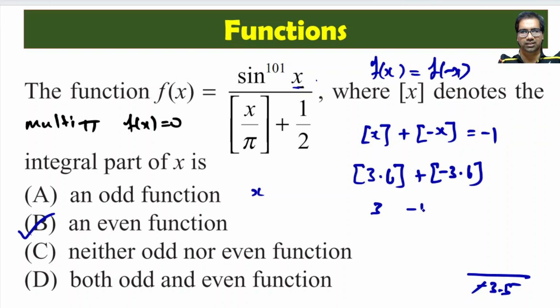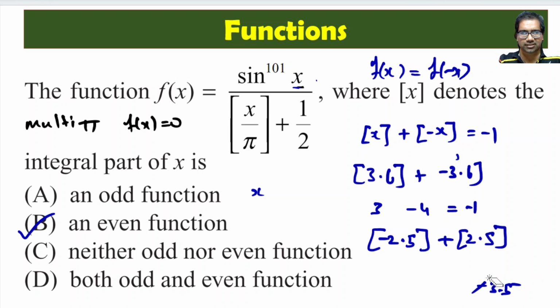This will be equal to minus 4, which is equal to minus 1. Similarly, even if you take x positive or negative, it doesn't matter. So even if you take this as x, then this becomes minus x, it will still give the same result. For example, x as minus 2.5, minus x will become 2.5. Okay, so what is the result? This is minus 3 and this is plus 2, which is equal to minus 1.